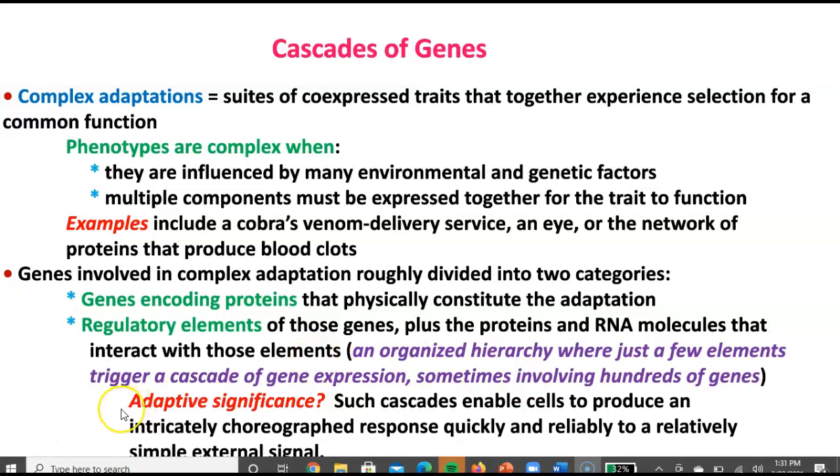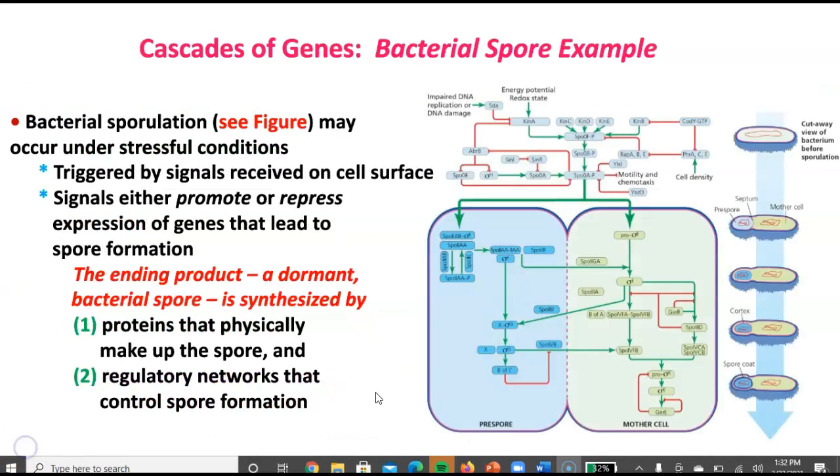So that's what complex adaptations are. And thinking about cascades of gene expression being involved to express these adaptations is an important thing to think about as we move on here. Speaking of cascades of genes, let's take a look at this bacterial spore example.